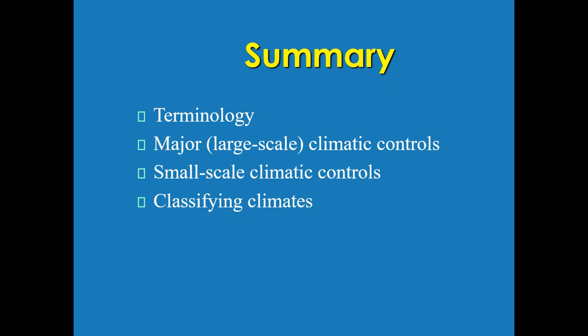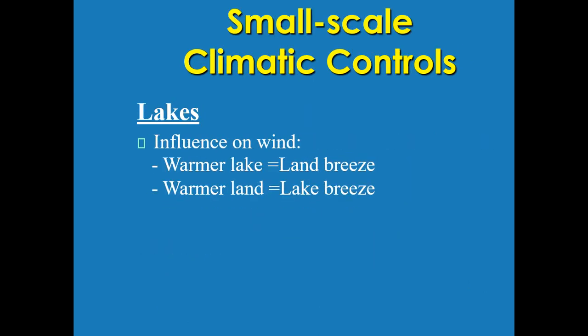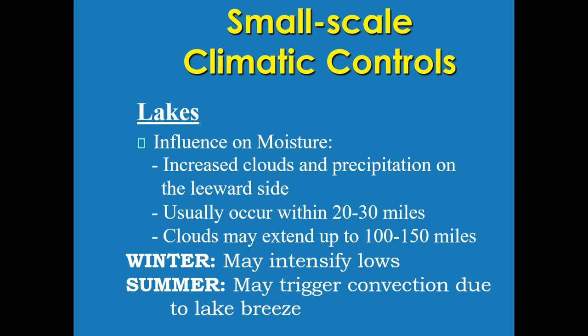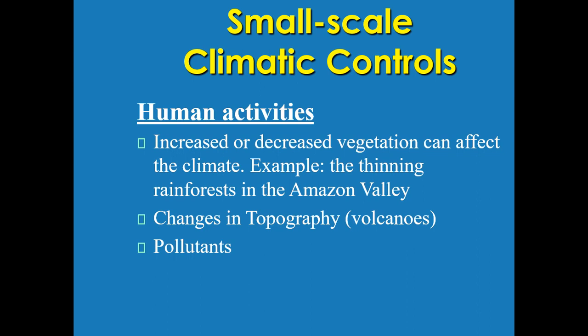Smaller scale climatic controls: again, the lakes, the impacts of lakes on climates, whether you're on the lee side or downwind of the lake, or whether you're upwind of the lake. Additionally, volcanoes and human activities, how we basically live, whether we decide to increase or decrease vegetation, as well as the amount of pollutants we throw in the air, which act to trap heat.